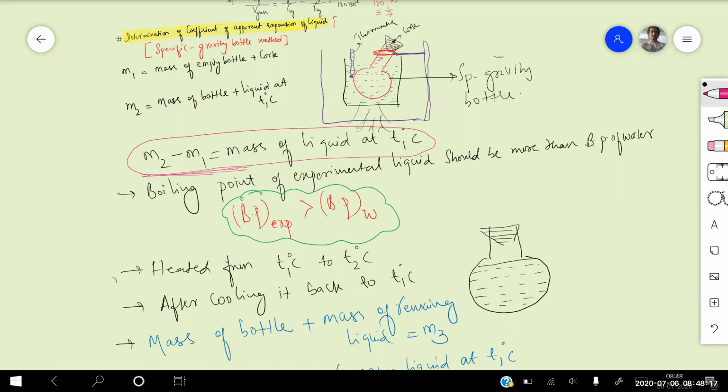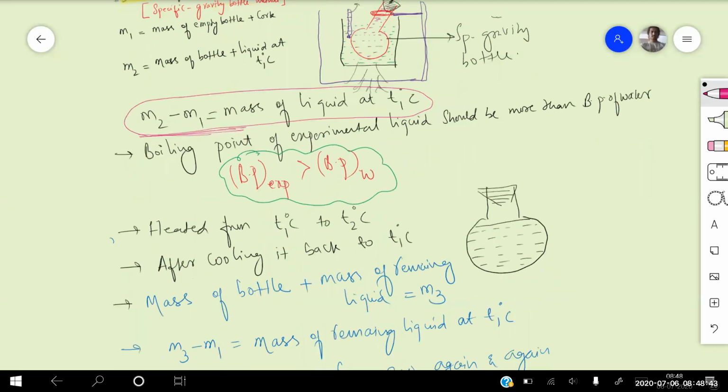Now, what is another point we need in this condition? The boiling point of the experimental liquid should be greater than the boiling point of water. The experimental liquid is the green liquid I have taken, and the liquid in the gravity bottle is water. So the BP of the experimental liquid must be greater than the BP of water.